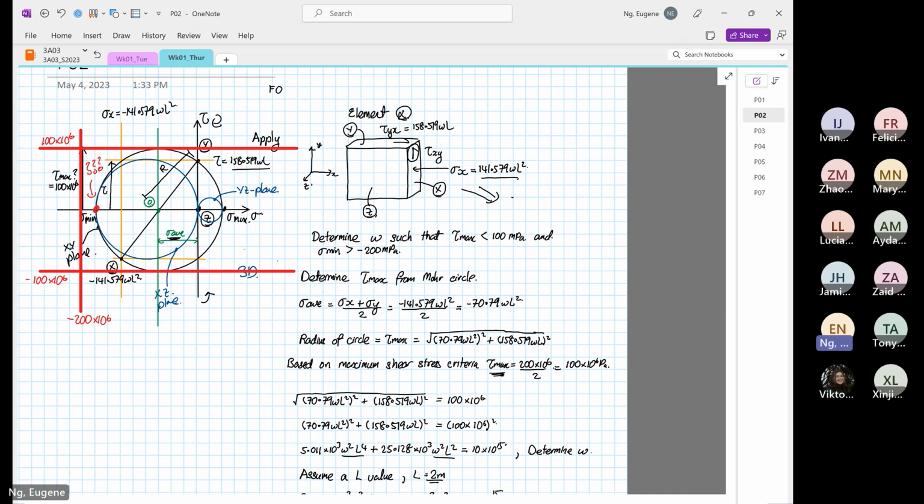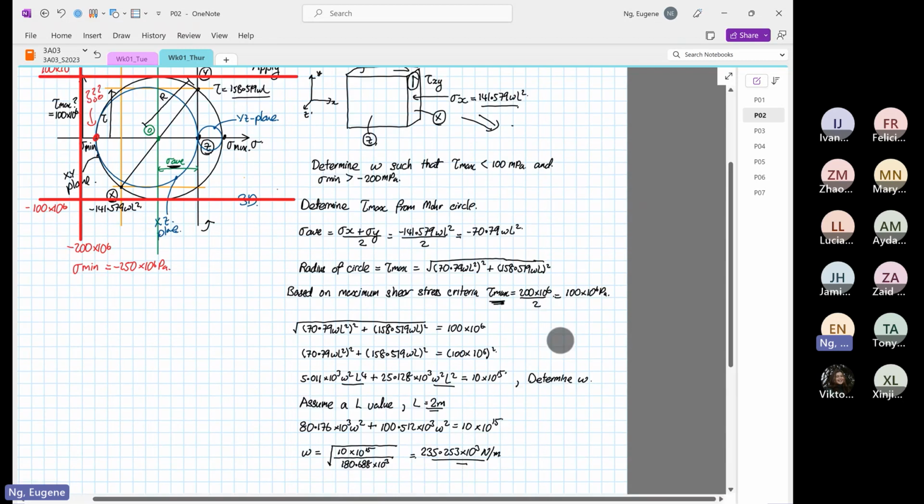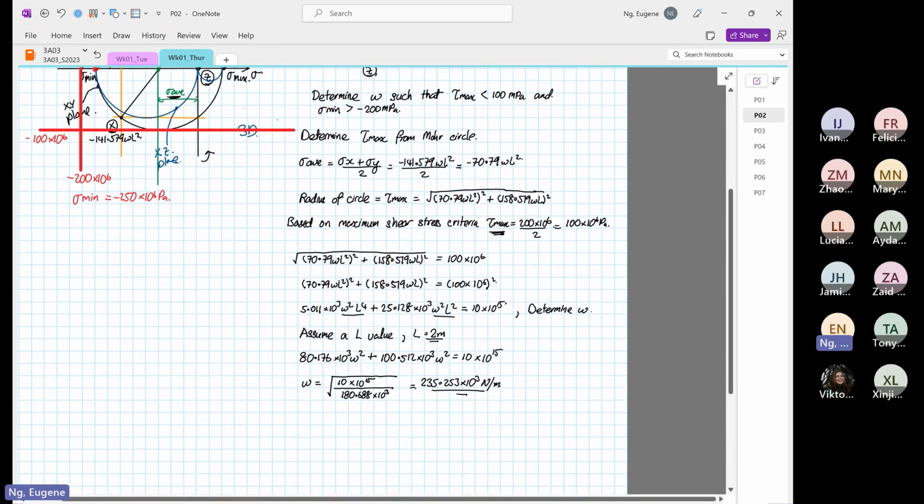Okay, if the stress mean is less than minus 200, let's see later on when we calculate, if it's going to be minus 250 times 10 to the power 6 Pascal, the structure will fail. There's no point determining the factor of safety when the structure fails. We have to make sure that it's greater than minus 200 times 10 to the power 6. So for now, we know that omega is equal to 235.253 times 10 to the power 6.